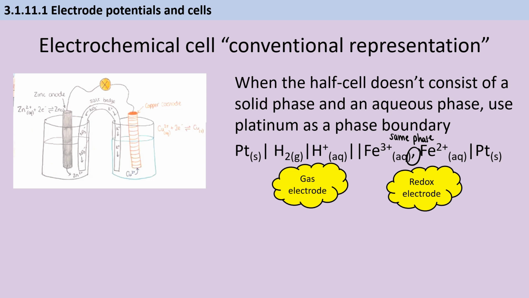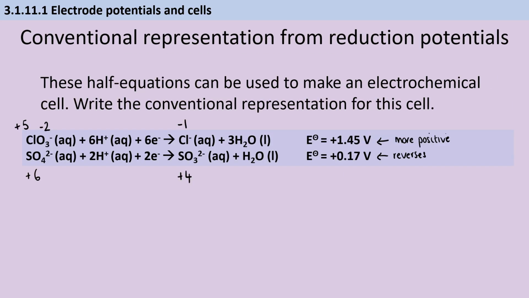When the half cell itself doesn't consist of a solid metal electrode, I may need to use platinum as a phase boundary. If I have two different species that are in the same phase, for instance two different ions in a redox electrode, I separate these with a comma. Remember, when you're assembling a conventional representation for two different equations, you need to keep the more positive one on the right-hand side, and you also need to think about the oxidation state of the different species.